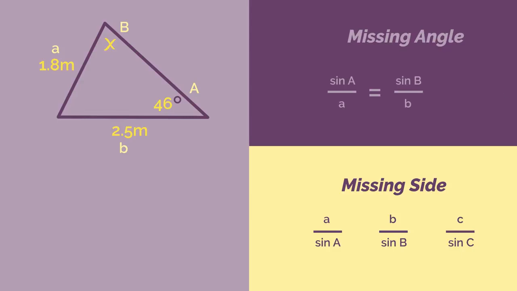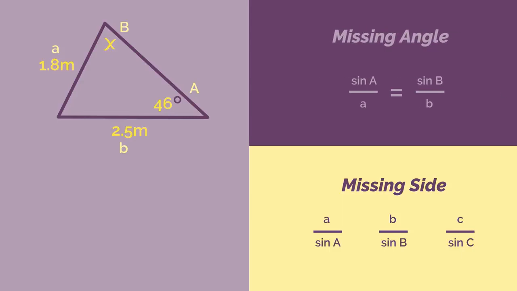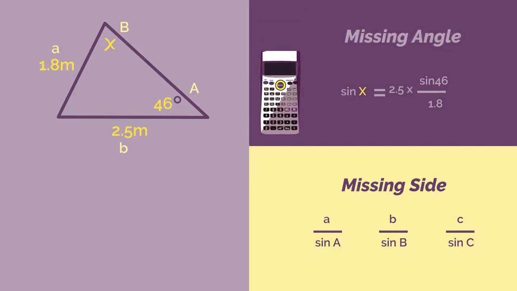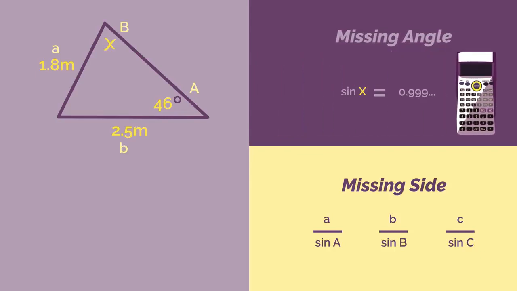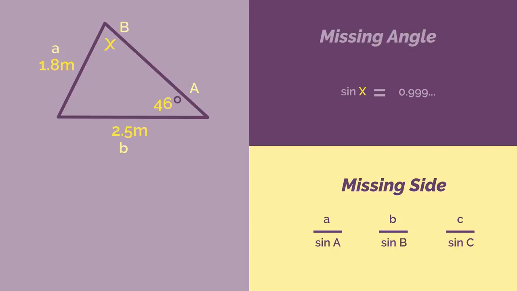Again, just substitute the numbers into the formula and we get sine 46 divided by 1.8 equals sine X divided by 2.5. A little bit of rearranging, so multiply both sides by 2.5 and they cancel out on this side and we get 2.5 multiplied by sine 46 divided by 1.8, which we can enter into our calculator. So then sine X equals 0.999 and so on.